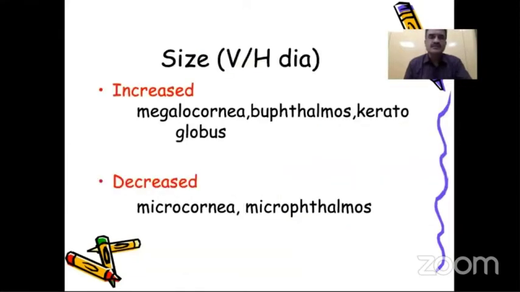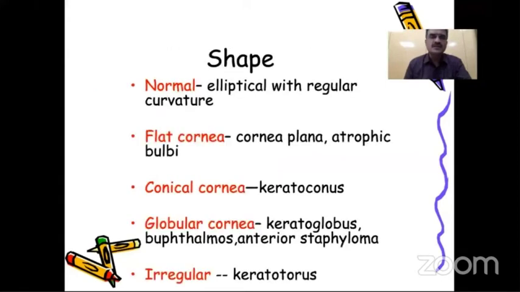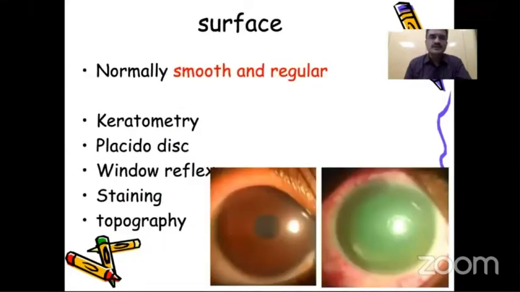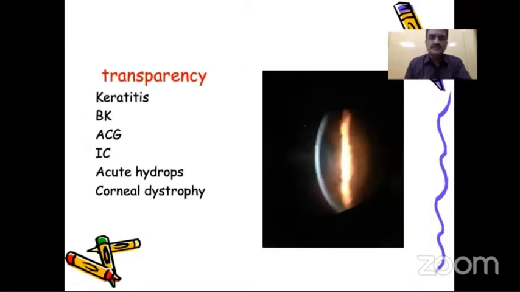in all the cases. The size, whether it is increased or decreased, has to be documented. Shape, whether it is a normal flat cornea like a cornea plana, conical keratoconus, globular keratoglobus, or your irregular keratotorus or your PMD. This has to be looked for. And the surface of the cornea, you should assess it either by a simple window reflex or using a sophisticated instrument like a topography. Transparency has to be checked for in all the cases using different illumination techniques.